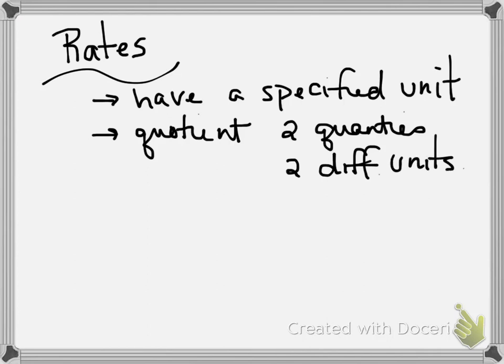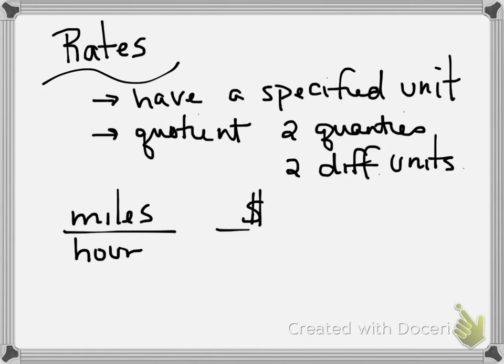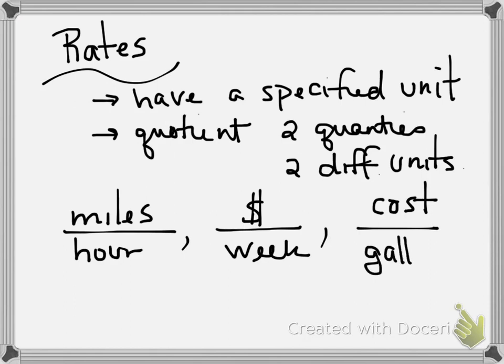So rates that we're used to dealing with would be something like miles per hour, where per is my division sign. Or maybe I get so many dollars per week. Can you think of another rate? Maybe we have cost per gallon. So you can see here I have two quantities and two different units, which make up the specified unit that I'm dealing with for my rate.